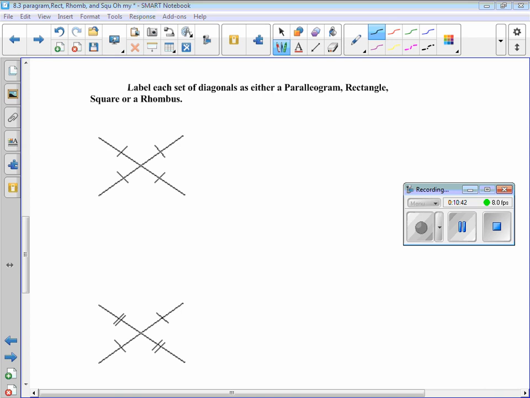Okay, so this represents two diagonals. There's a figure, a quadrilateral, drawn in white, so you can't see it, but these are the diagonals for it. So take a look at the information, see if you can come up with whether it is a parallelogram, rectangle, square, or rhombus.